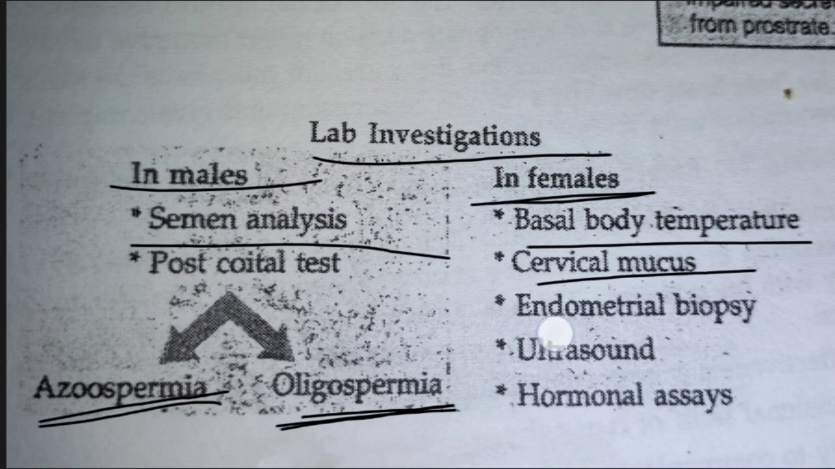And by endometrium biopsy and ultrasound, we'll get to know how the structure is inside, whether there is any tumor or any kind of obstruction present inside. And through hormonal assay, we will get to know whether hormonal production is correct or not, whether there is any hormonal imbalance, whether PCOD is present or not, or any kind of hormone disorder is present. These are the lab investigations.